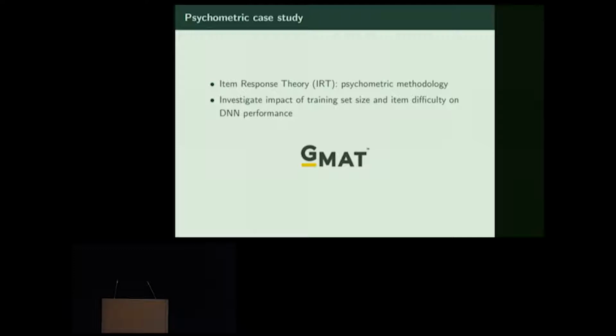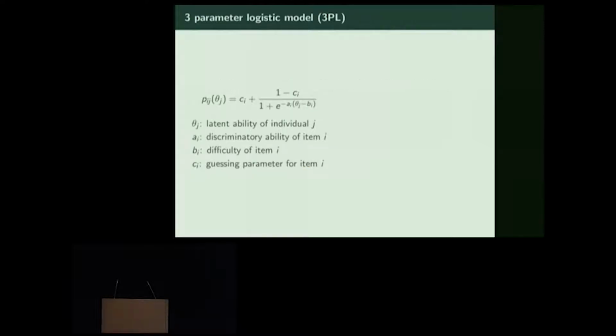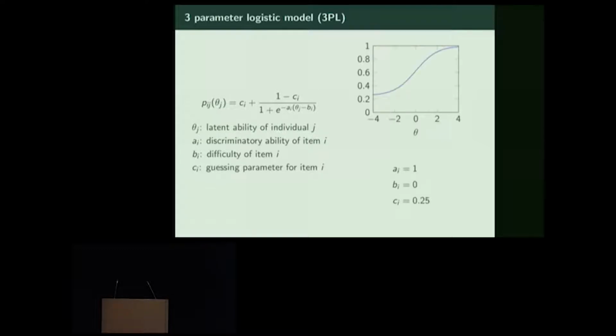IRT is typically used in standardized tests like the GRE and GMAT, and in prior work we applied it to building a new test set for the natural language inference task. A common IRT model, and the model we consider in this work, is the three-parameter logistic model. For a given individual J and a given item I, the probability that individual J will answer item I correctly is a function of individual J's latent ability theta and item I's latent discriminatory, difficulty, and guessing parameters.